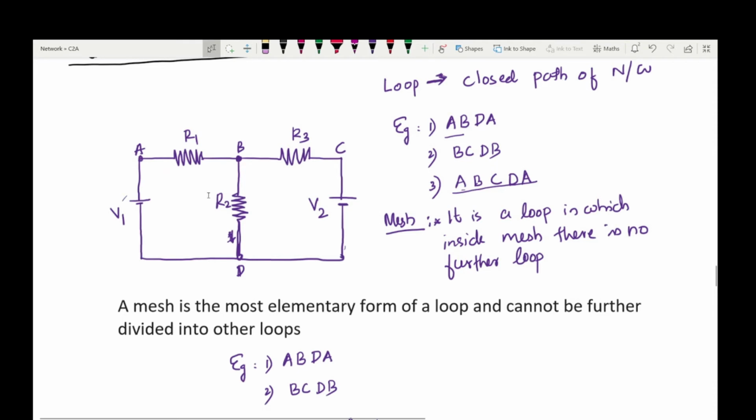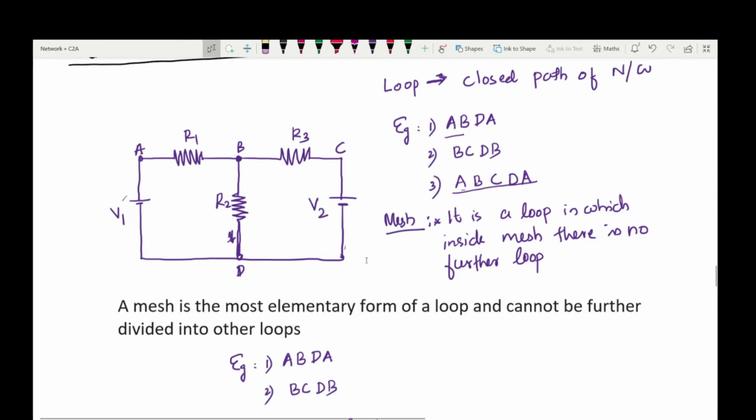How many meshes are there here? Here we can have two meshes. So how many mesh equations will come? Two mesh equations will come. What do we mean by a mesh equation? A mesh equation is nothing but the KVL equation in the respective mesh. Let's see all these things in detail.